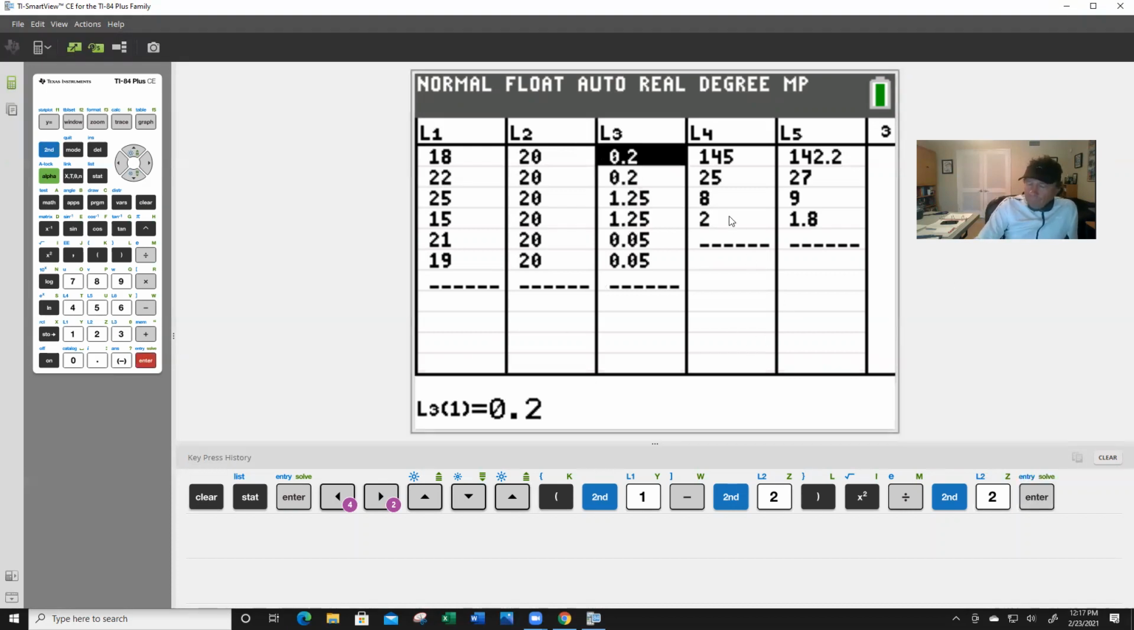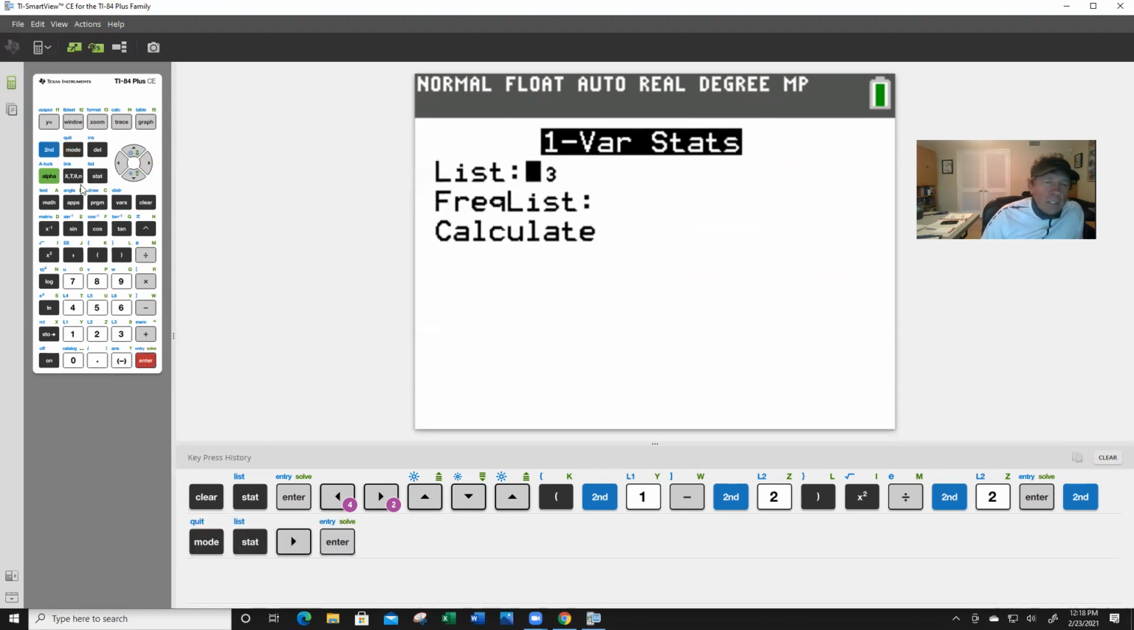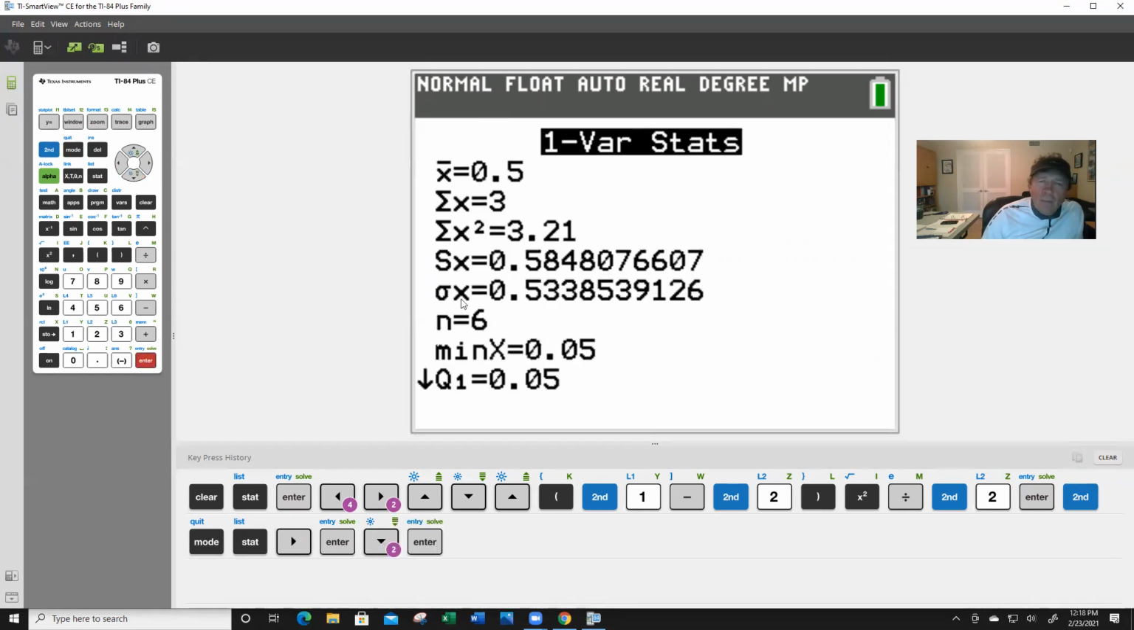Okay? And those are those numbers that I did by hand. So you got to get these numbers added up for the chi-square sum. You got to get it added up somehow. Okay, so let's go ahead and add these up. Maybe I can use the software to do that. So I'm going to go second quit. I'm going to go stat calc 1 variable stats for L3, if you remember that.